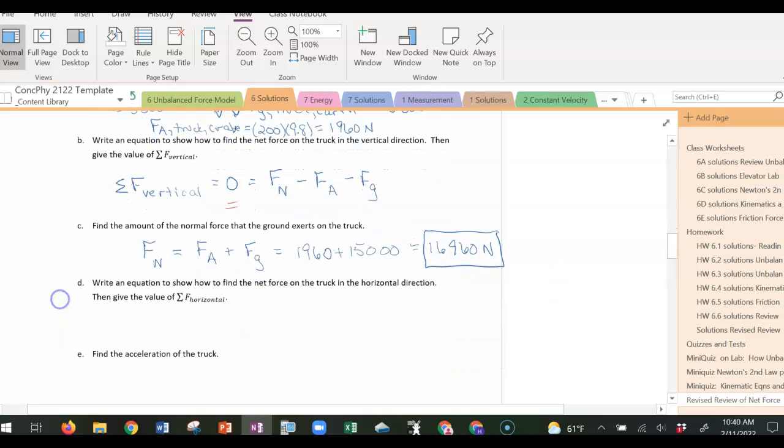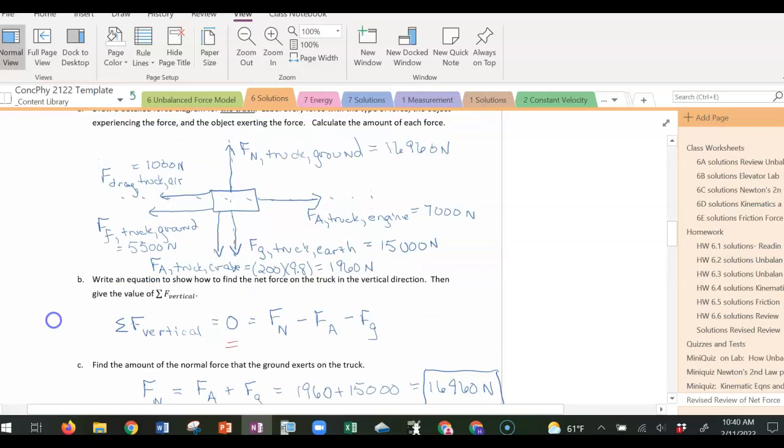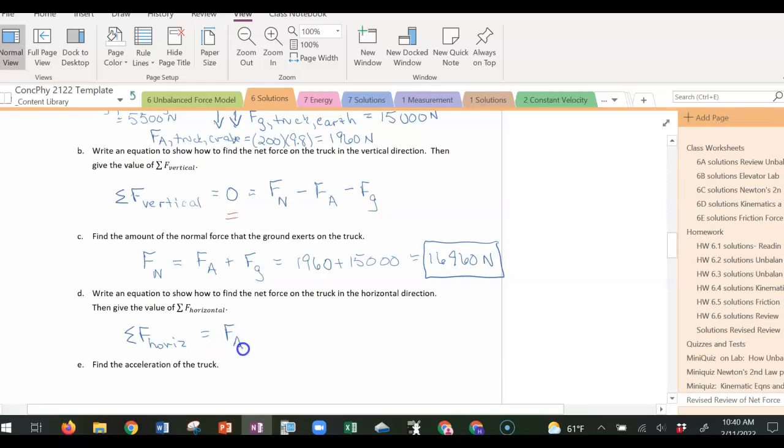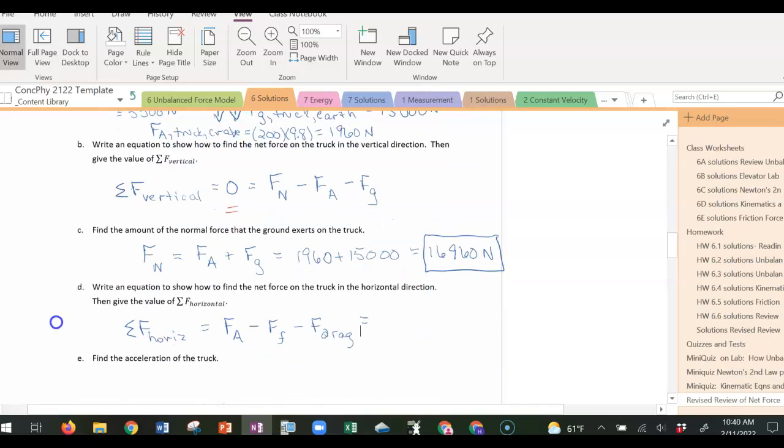Then they ask us to find the net force in the horizontal direction. Okay, so I've got three forces in the horizontal direction, right? There's the applied force by the engine, the friction force, and the drag force. And so the applied force pulls the truck to the right, so I add that one, but then I have to subtract the friction force and the drag force. I have values for all three of those forces, and so I can plug those in here and calculate that net force.